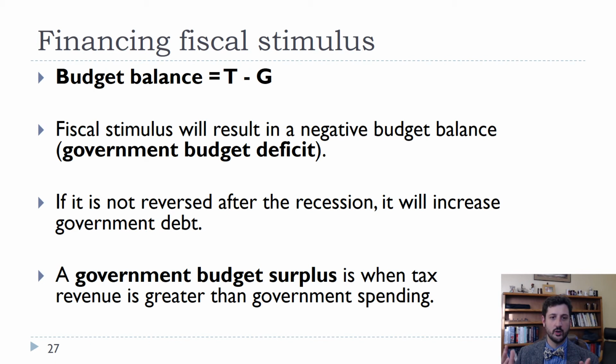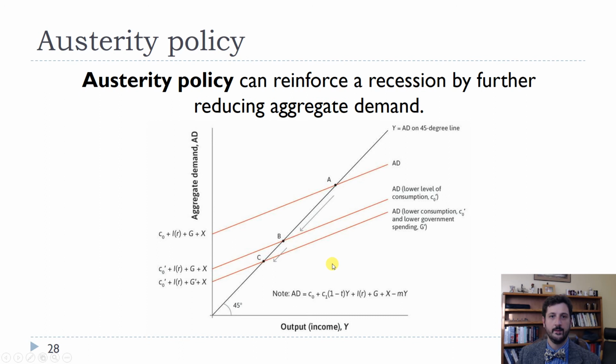One of the problems was that we had a surplus in the late 90s, but we had cut taxes in 2001 and 2003, which meant that we had a deficit going into the recession. So when we hit the recession, the deficit got even bigger. And so we are still not really anywhere near a government budget surplus, which is when taxes are greater than spending and transfers.